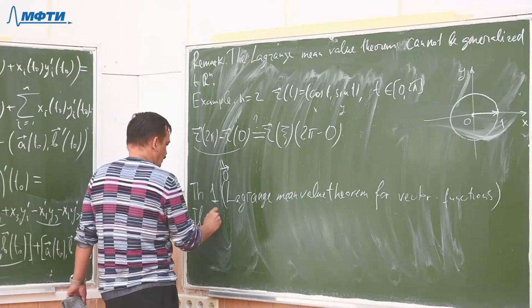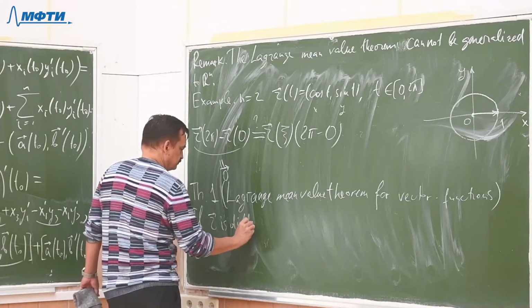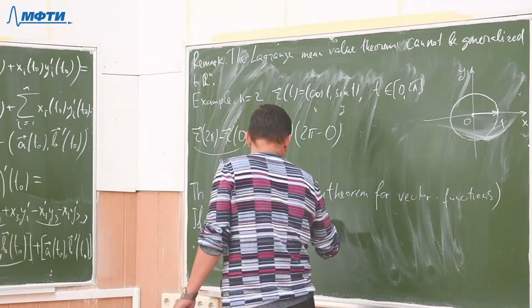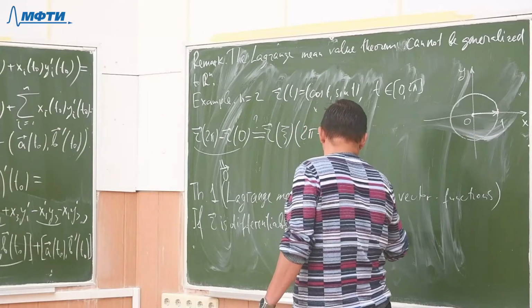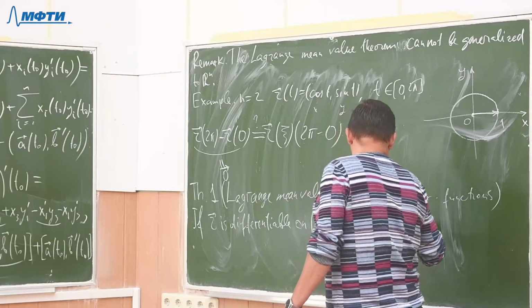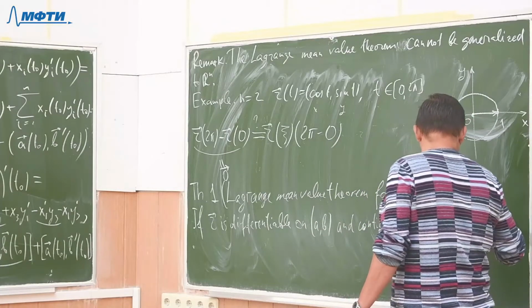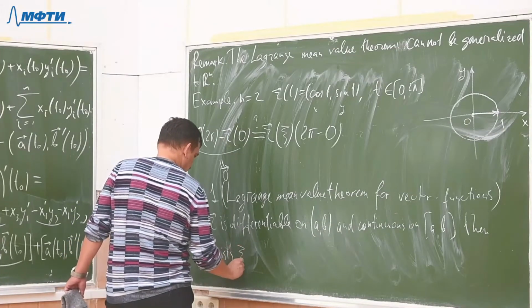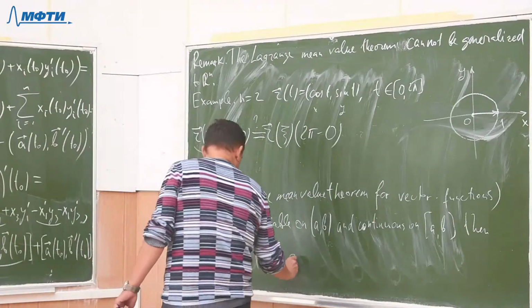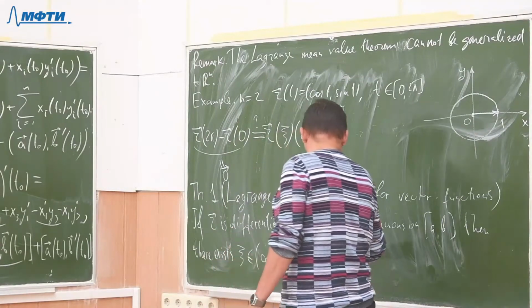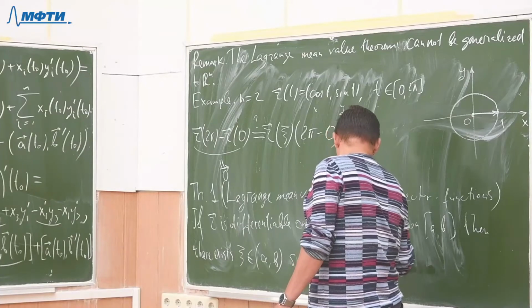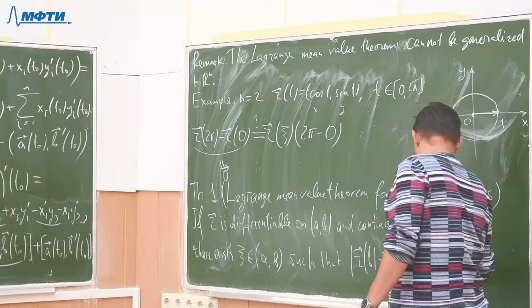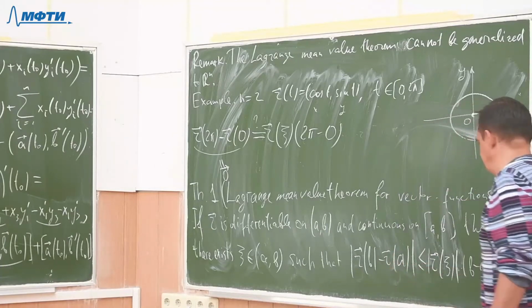If r is differentiable on (a,b) and continuous on [a,b], then there exists psi in (a,b) such that the length of the difference r(b) minus r(a) is less or equal to the length of r prime at an intermediate point times b minus a.